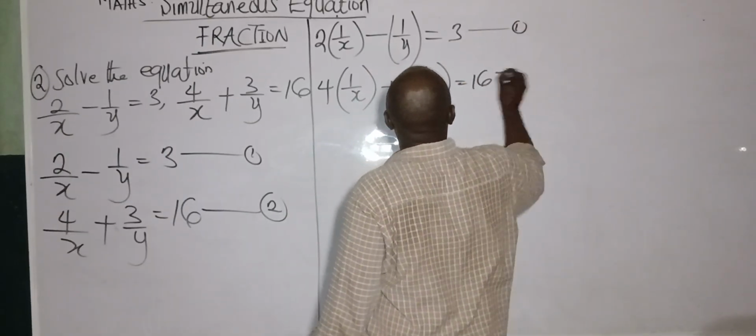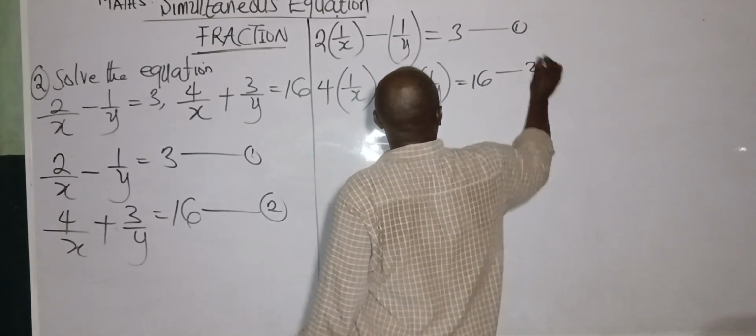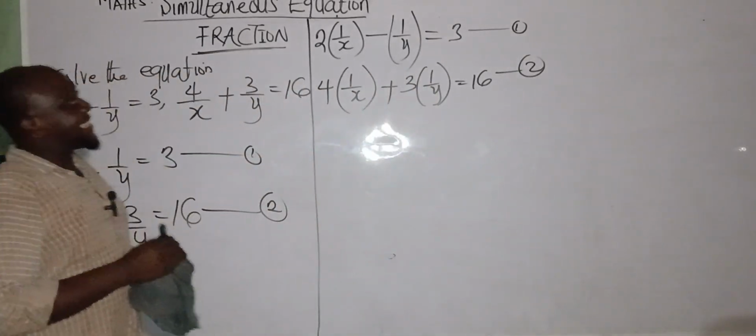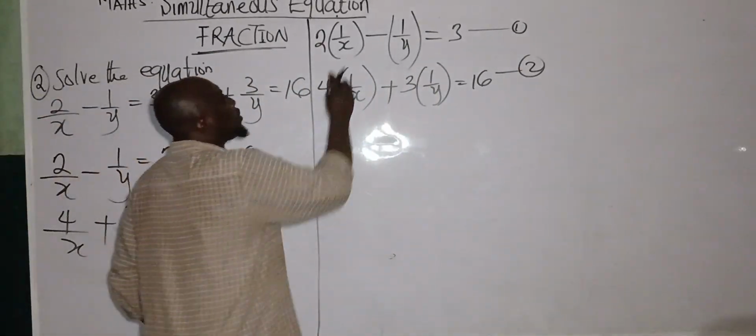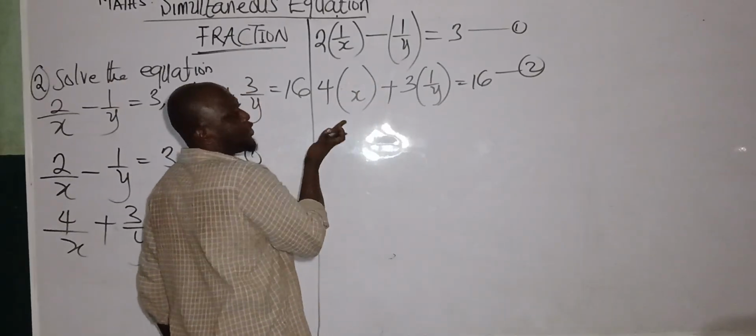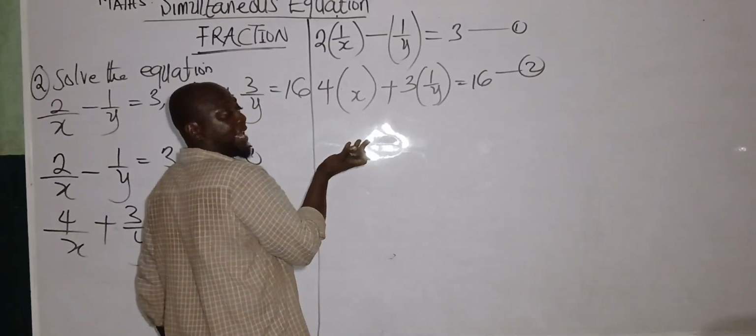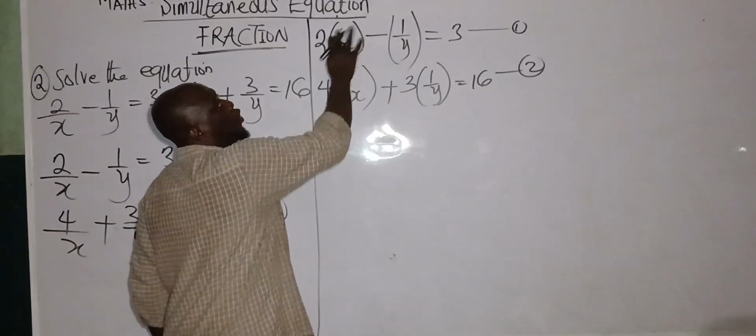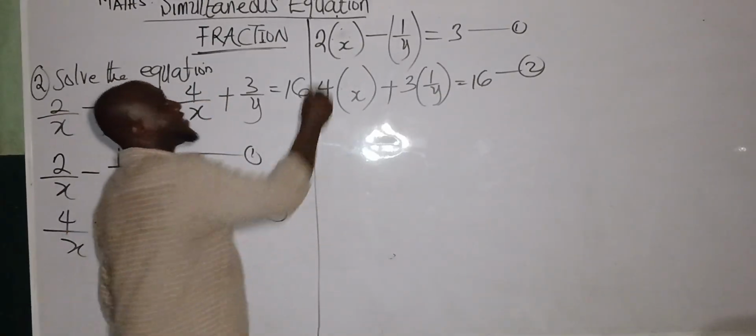Remember, this is my equation 1 and this is my equation 2. We have not gotten any new equation. They are still the same thing. So what's the next thing I will do now? From here, because this and this are not whole numbers. Look at this. They're not in whole number form like this. It's in fraction form.